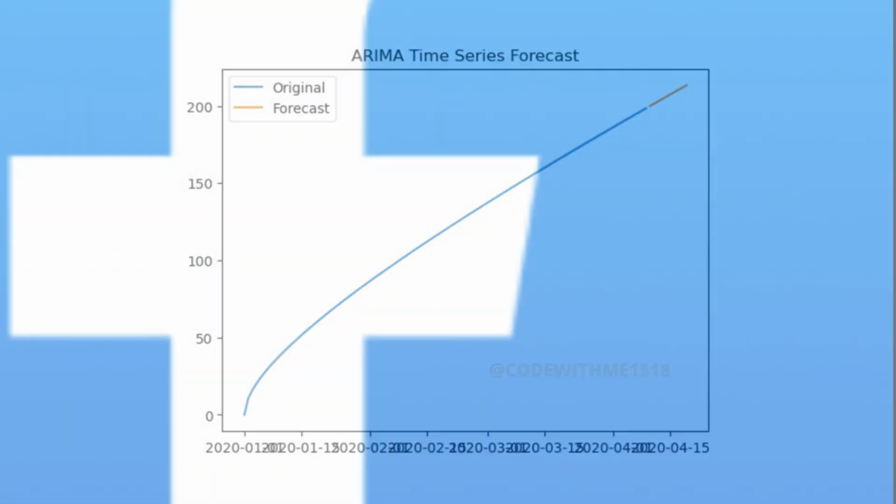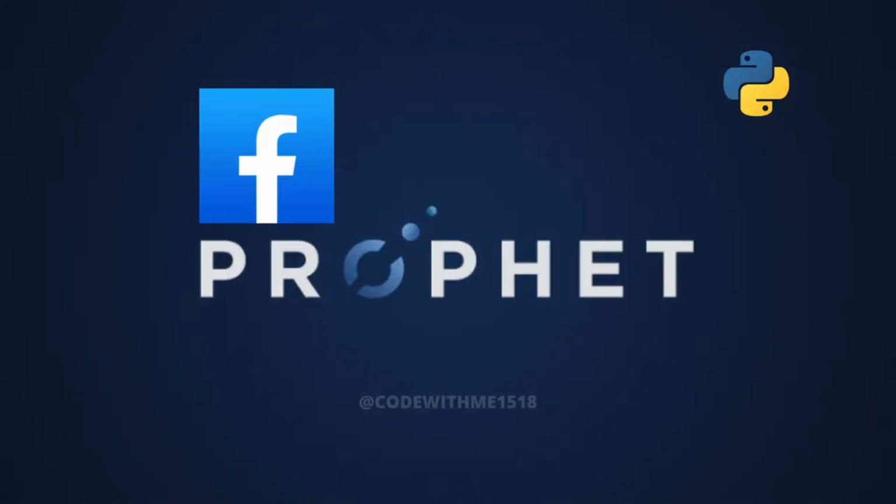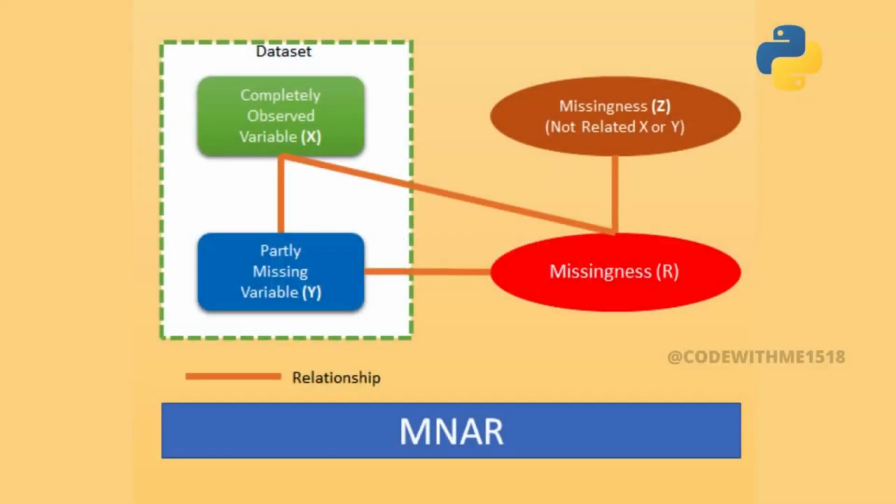Another powerful tool is Facebook's Prophet, which is simpler to use and often yields great results with less tuning. Prophet automatically handles missing data and seasonality, making it a powerful and flexible tool for time series forecasting.